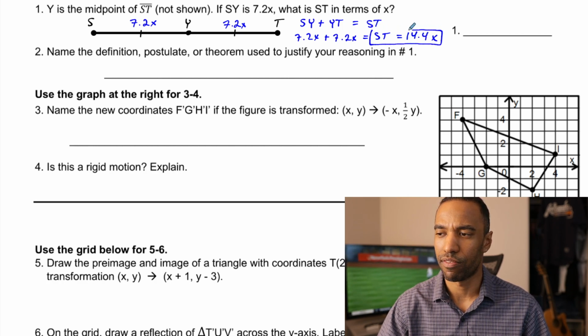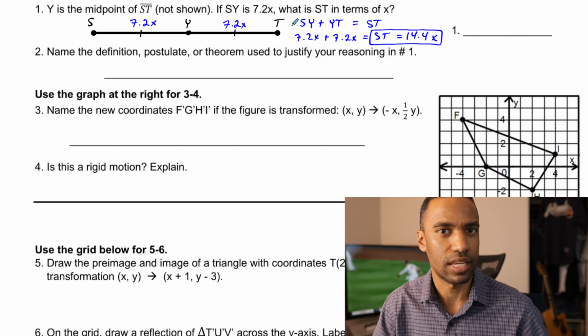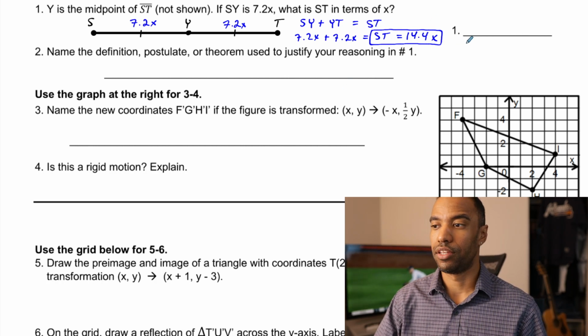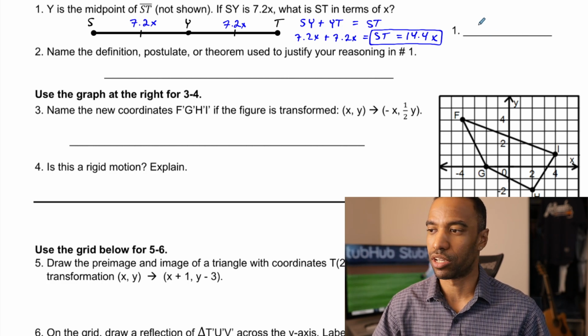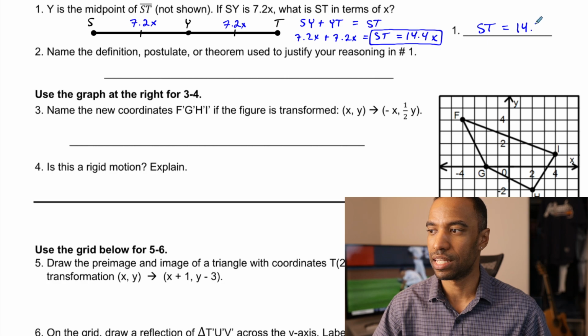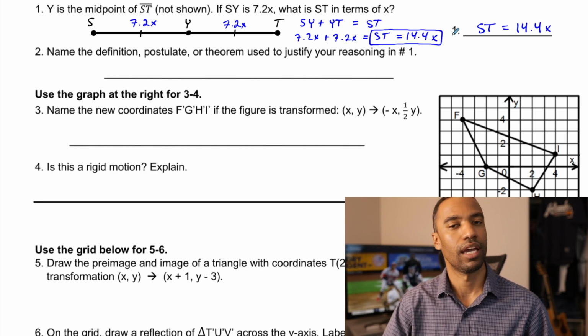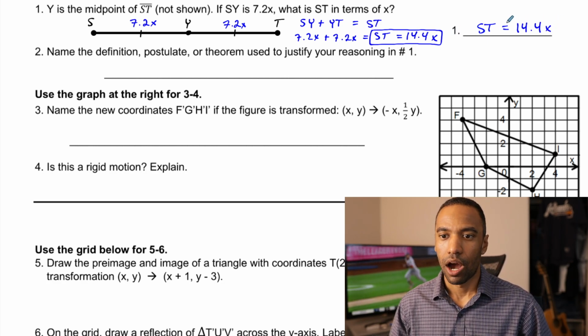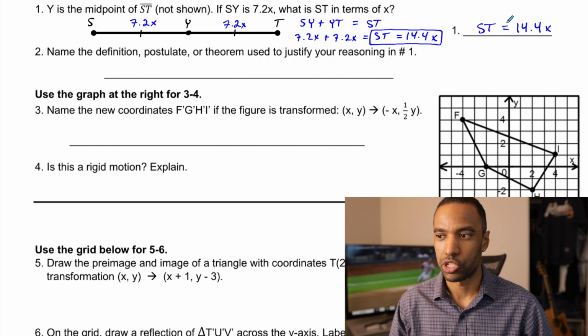14.4x. When it says in terms of x, they're saying, we don't know what x is. I couldn't tell you. They're saying have x in your answer, basically. That way, if they did tell you what x was, we could substitute it right into there, and we'll be set up.